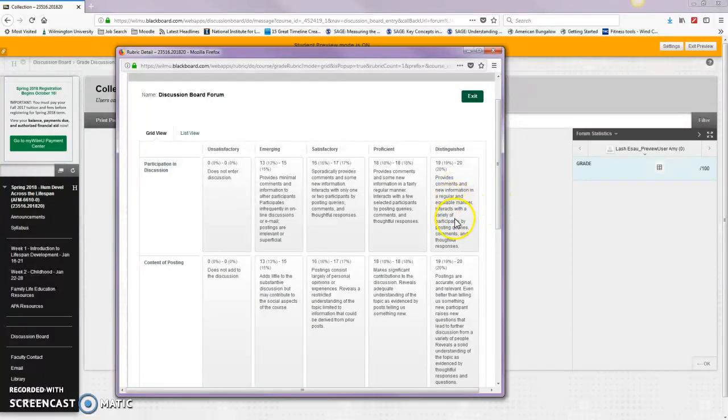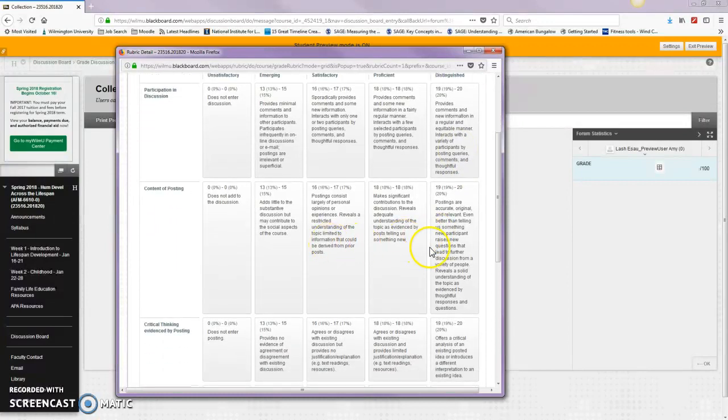providing comments, new information in a regular, equitable manner. You want to interact with a variety of participants. So this is participation in discussion. While there's not necessarily a count, a specific number given to you here, this is one of those sections where the more posts and the more quality posts you provide, the higher your score in this section will be. Content of posting: you want to be thoughtful, you want to be substantive.